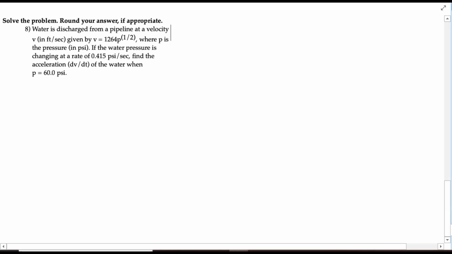So what is this relating? It's relating velocity to pressure in a pipe. And they're talking about the rate of change of volume versus the rate of change of pressure, and it's quite an interesting thing when you think about it.